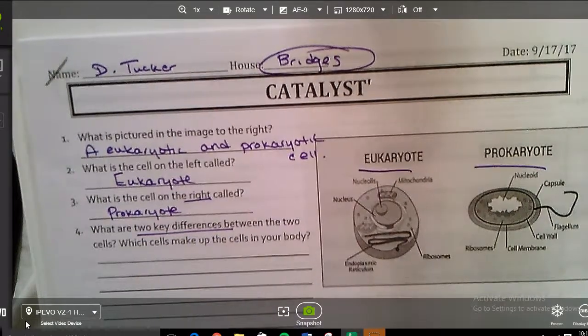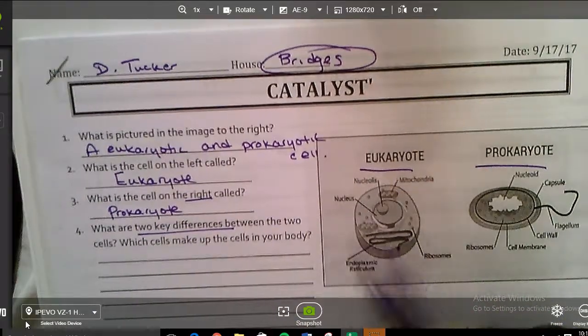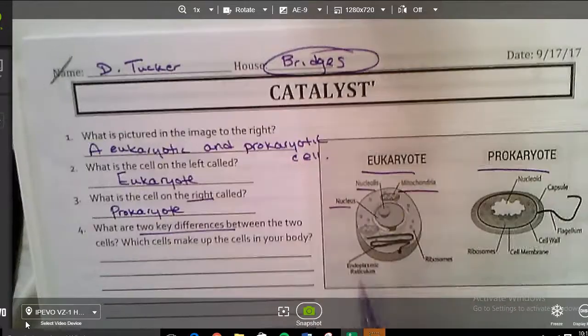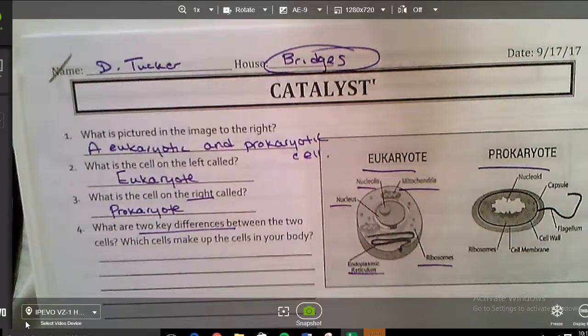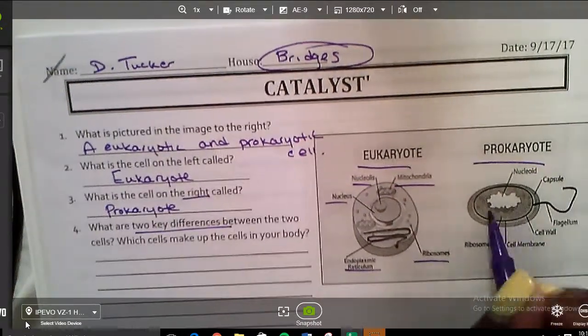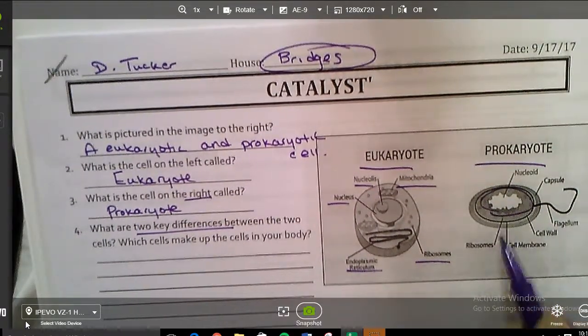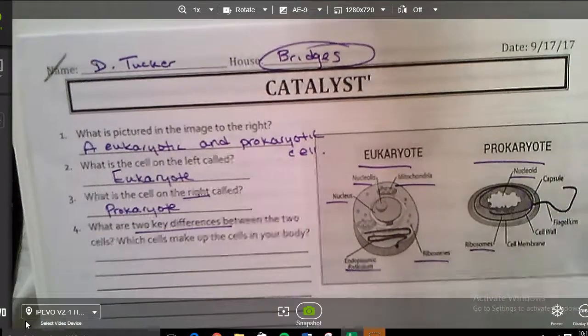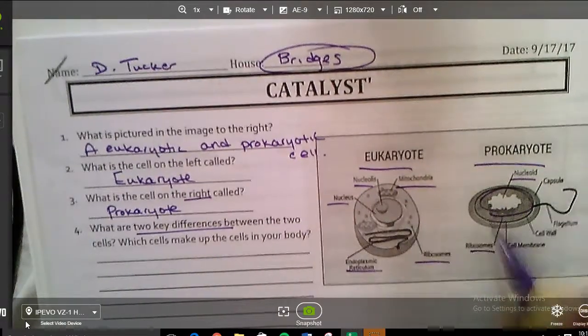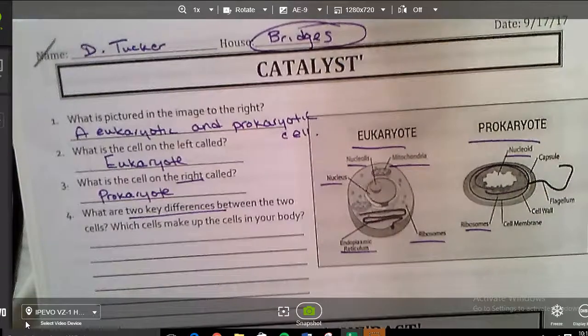What are two key differences between the two cells? Which cells make up the cells in your body? So if we look, we see that the cell on the left has all of these different structures called organelles, and the cell on the right really only has one type of structure on the inside, two actually, the ribosomes and then nucleoid. The rest of these pieces are really the outside pieces of the prokaryote.